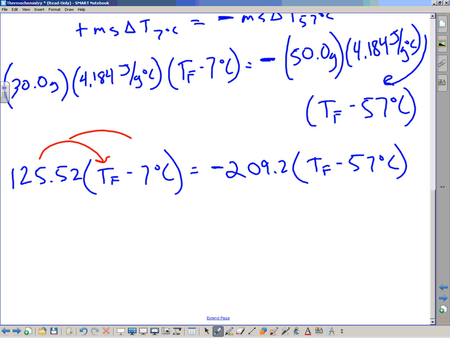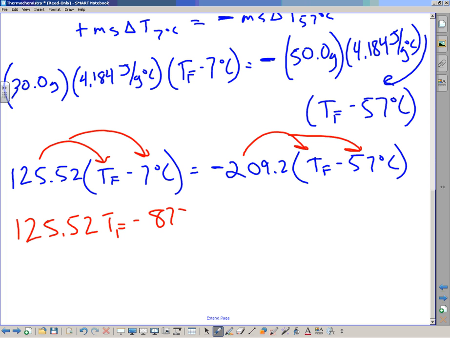Now we'll distribute. So we get 125.52 TF minus, what's 125.52 times 7? 878.64. And that's going to equal a negative 209.2 TF minus, negative times a negative is positive, excuse me, 209.2 times 57.